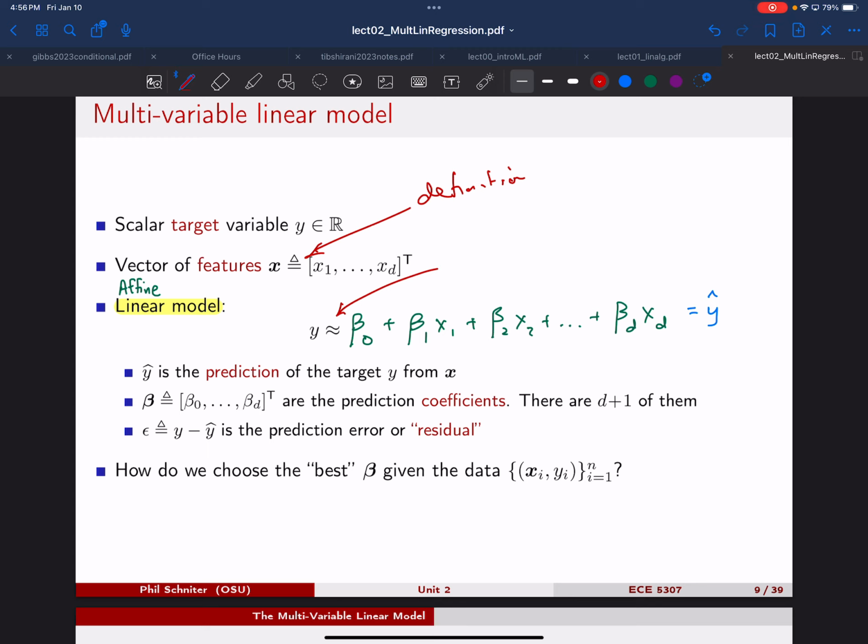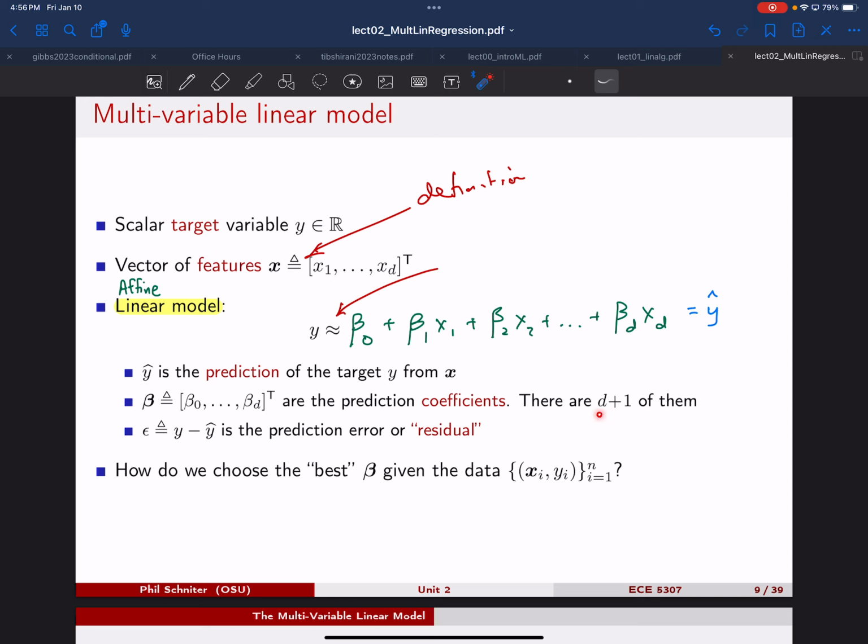So B1, B2, etc., that's the gradient for each feature? Yeah, so these are the betas. These are what we call prediction coefficients. And these are things we're going to have to design in order to do the prediction. And you're exactly right that they are slopes, right? We'll see that in a moment. But yeah, these are the prediction coefficients. They're the things I need to design or to learn from the data.